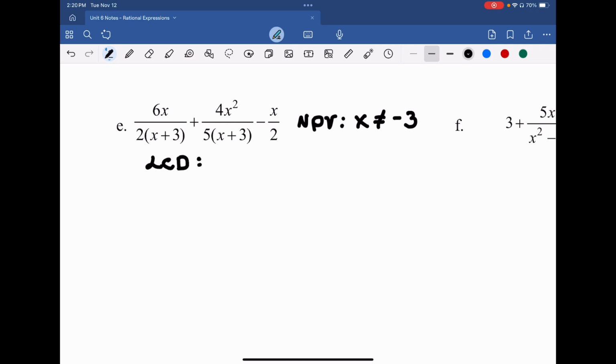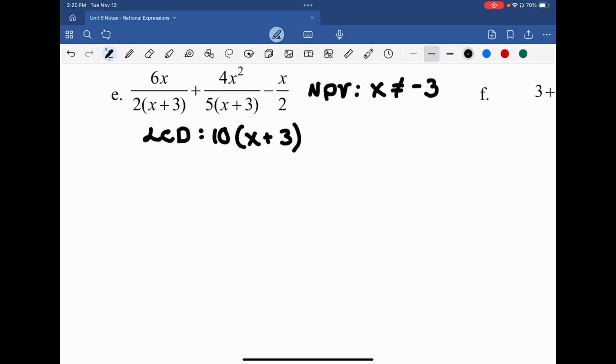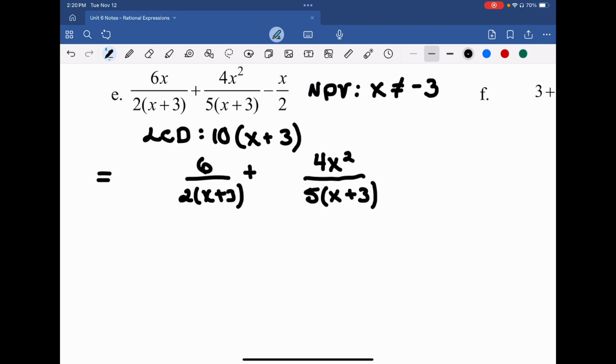So our LCD, or lowest common denominator: what's the first number that 2, 5, and 2 multiply to? It's 10. So we want to put 10 as the numeric LCD, but each of them must also have the x plus 3. So as long as we can make each have a factor of 10 and then a factor of x plus 3, we're happy with this. So we're going to write below here. I'm going to start with the first fraction, 6 over 2x plus 3. And just make sure you leave a bit of space out in front, just like we've done before. This is going to be 4x squared over 5x plus 3. And then lastly, minus x over 2.